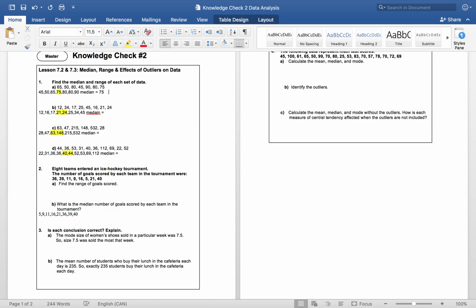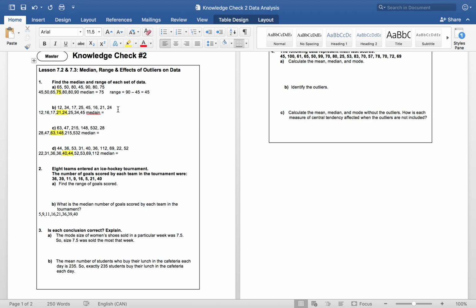Your second mark comes from your range. And your range in this question is your largest number, so 90, subtract 45. 90 subtract 45 should give us our range of 45, because 90 minus 45 is 45. So 2 marks there, 1 for your median, 1 for your range.